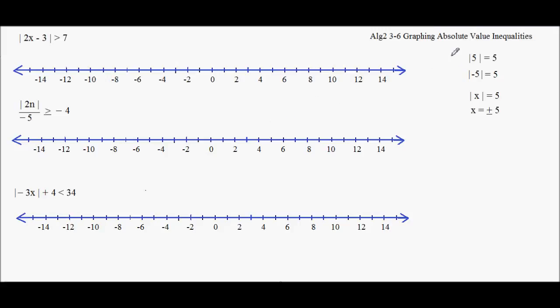Just a review on absolute value. The absolute value of 5 is 5. The absolute value of negative 5 is 5. So you notice you always get a positive. It's really defined as a distance. Negative 5, which is here, is 5 units away from 0, and positive 5, which is here, is also 5 units away. So it's a magnitude, a distance or a magnitude.